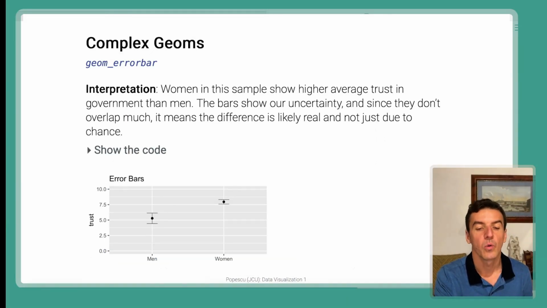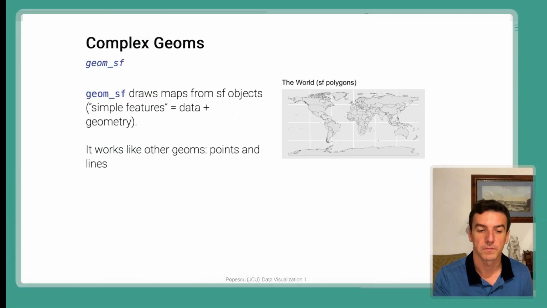Interpretation here: women in the sample show higher levels of trust in government than men. The bars also show some uncertainty, since they don't overlap much. So this means that there is potentially a very substantial difference between men and women.